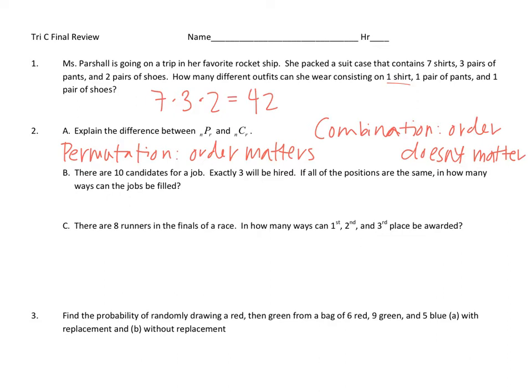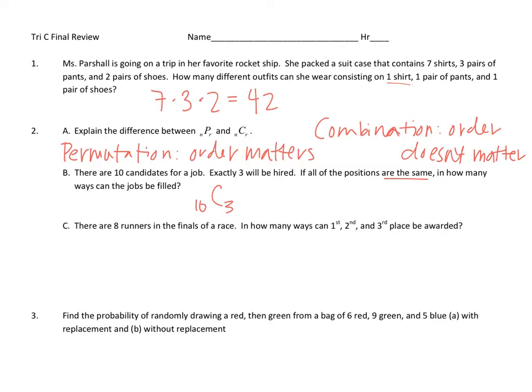All right, question B. There are 10 candidates for a job. Exactly 3 will be hired. If all of the positions are the same, in how many ways can the jobs be filled? So if all the positions are the same, it doesn't matter what order you hire them in. They're all going to get the same job. So this would be a combination. So we have the total first, 10, C, and then 3 is how many we're picking.